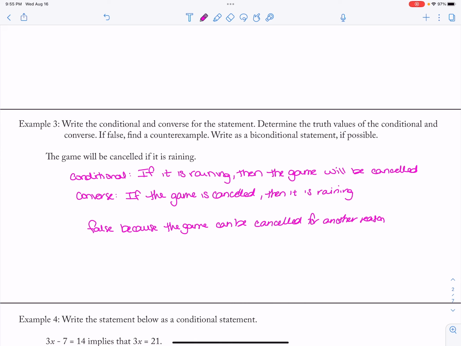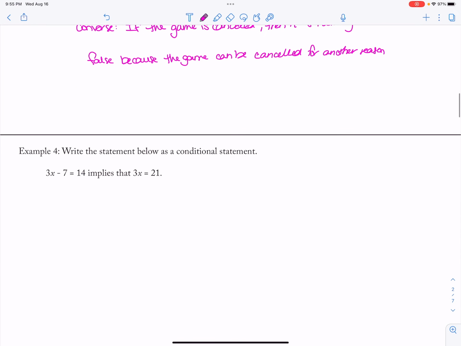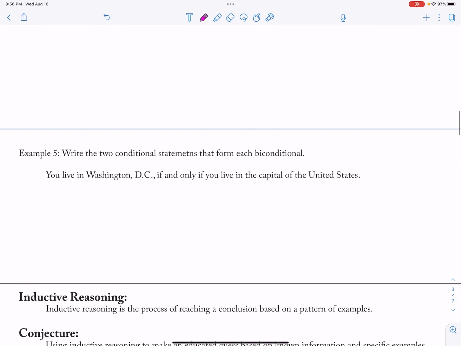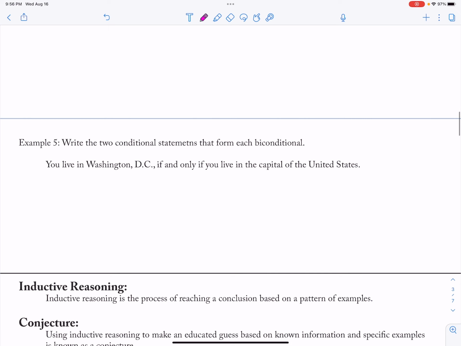Okay. Write the statement below as a conditional statement. If 3x minus 7 is equal to 14, then 3x is equal to 21. Okay, so the next one, write the two statements that form each biconditional. Oh man, there's a typo.